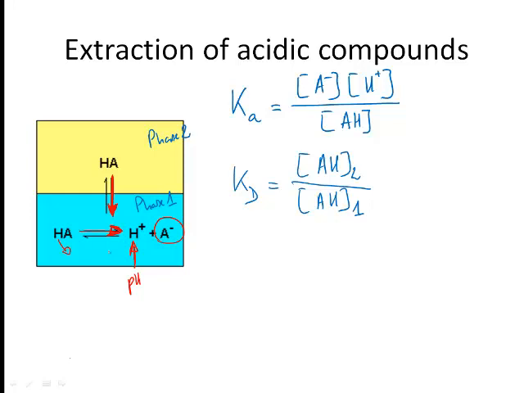So those two equilibria are intrinsically linked. The problem that we have so far is that we don't really know how they are linked and what to do with those two kind of complicated equations. And also in real life, Kd is unknown.